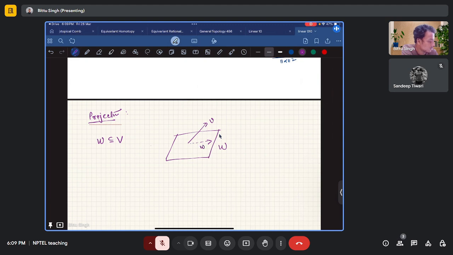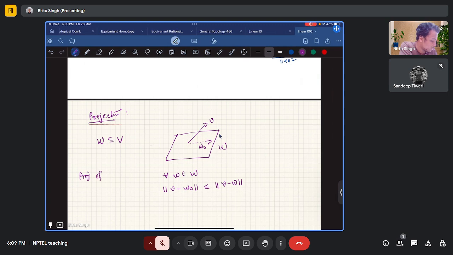the projection is a vector, maybe denoted by some W0, such that for all W belonging to W, the norm of V minus W0 is less than or equal to the norm of V minus any W. So it means the projection is a vector in W which minimizes the distance. So this is the distance between this W0 and V. This distance is minimized by the projection. Okay, and you can explicitly describe the projection. So let me define here again.